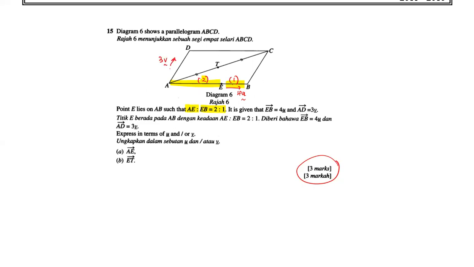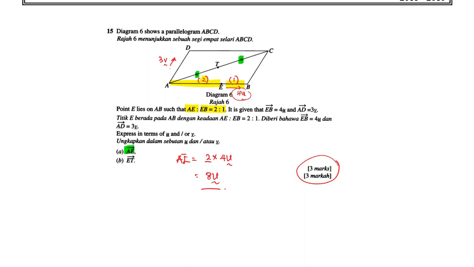All right, and then they say this one is the midpoint. Express AE. A to E is 2 times this one, 4U. That is 8U.